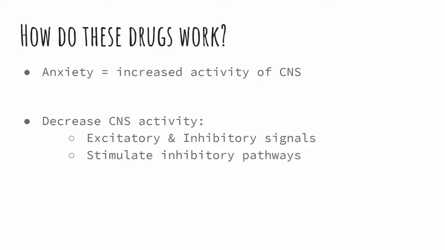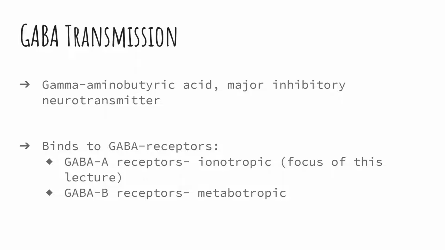Okay, what are these specific inhibitory pathways that we are going to stimulate? Let's see. Specifically, all of the drugs that we're going to talk about now are going to work on GABA transmission. So GABA is a very common neurotransmitter. It's the major inhibitory neurotransmitter of the central nervous system. The full name is gamma-aminobutyric acid. And this GABA binds to GABA receptors.